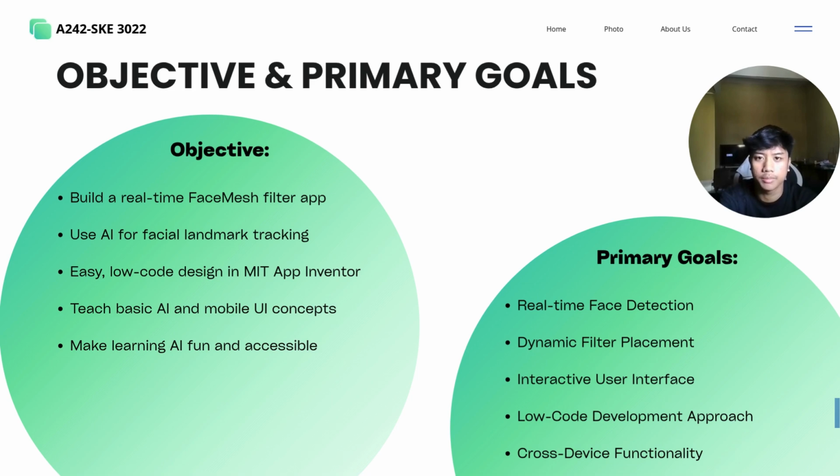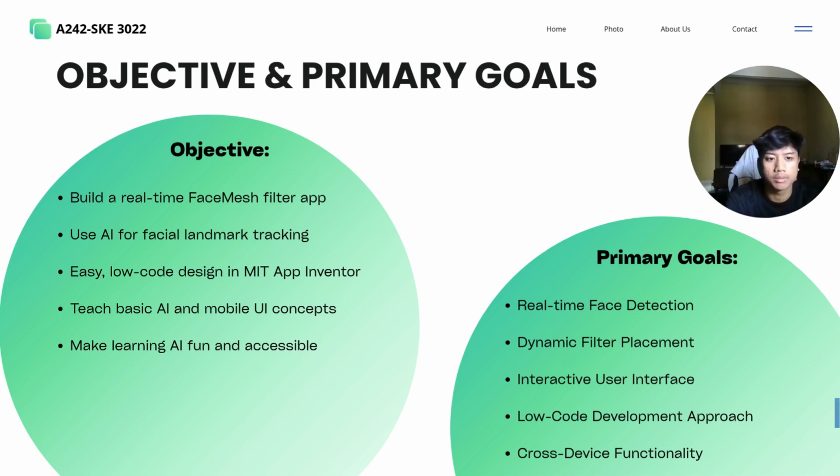For the objective and primary goals, the objective of our face mesh filter camera project is to create a real-time app that applies filters using AI facial tracking. We use MIT App Inventor to keep the design easy and low code, so anyone can learn from this project. It helps teach basic AI and mobile UI ideas in a simple, hands-on way. It also shows how visual programming can make AI development more accessible and fun.